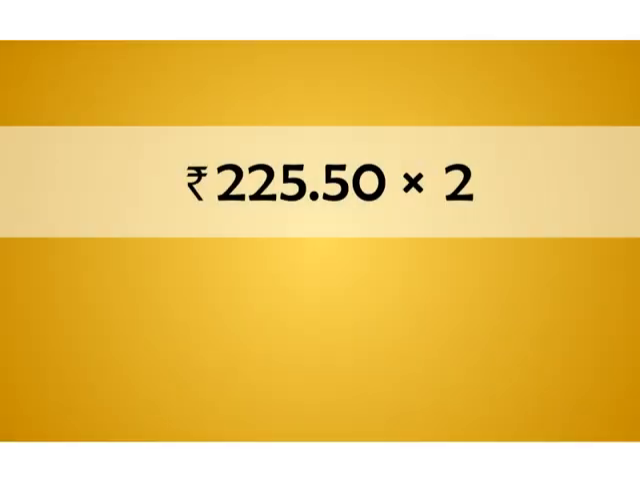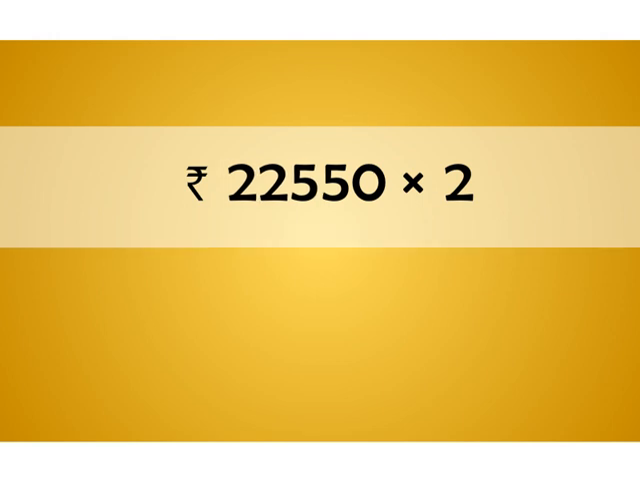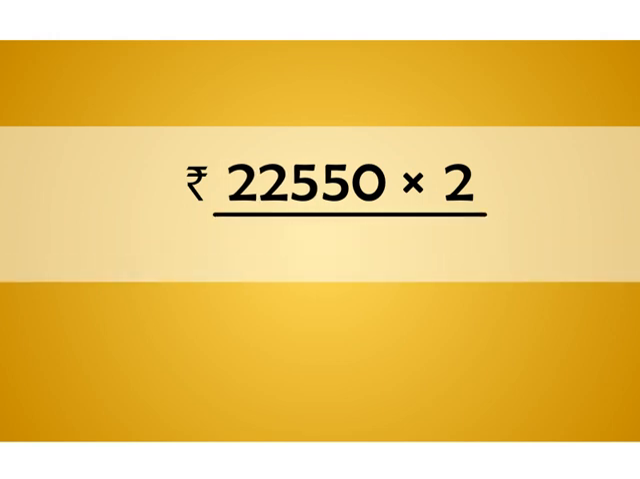It is not simple multiplication of two numbers, except that we have paise as well after the decimal. Let us check how this can be done. Assume the decimal point is not there and do the normal multiplication starting from the digit in the ones place. 2 into 0 is 0. 2 into 5 is 10. Write the number 0 below and carry forward 1.